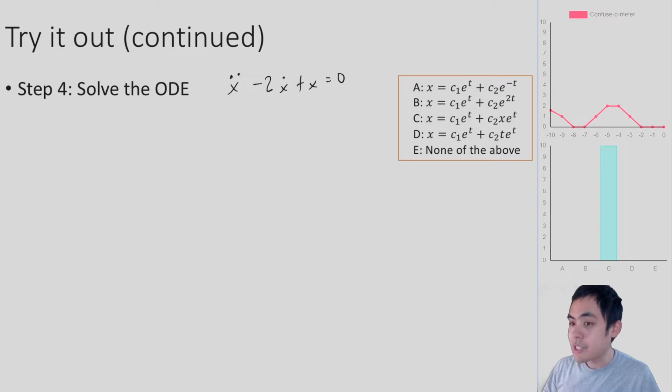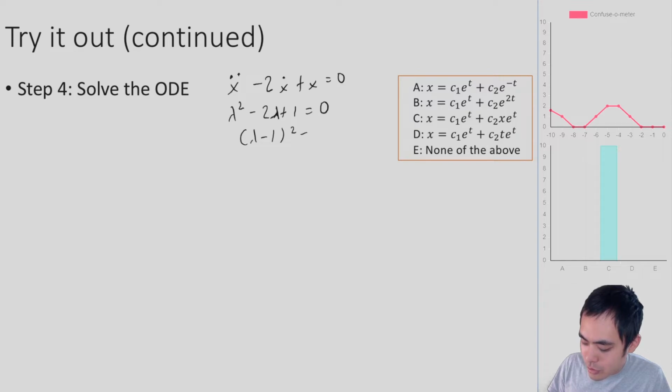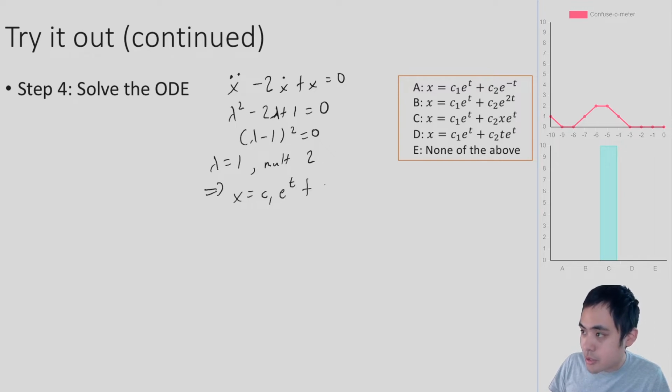Well, the process for this is, of course, we start out by finding the characteristic polynomial, and setting that equal to 0. And that lets us find the eigenvalues. This is lambda minus 1 squared is equal to 0. So lambda is equal to 1 with multiplicity 2. Which then implies that x is equal to c1 e to the t plus c2 t e to the t.